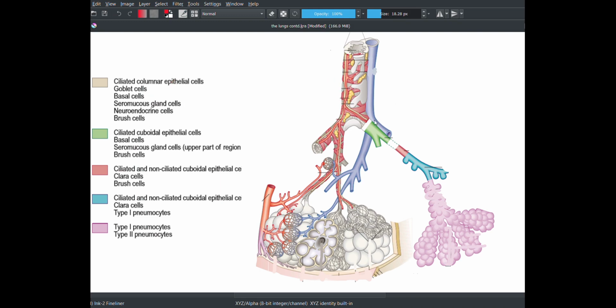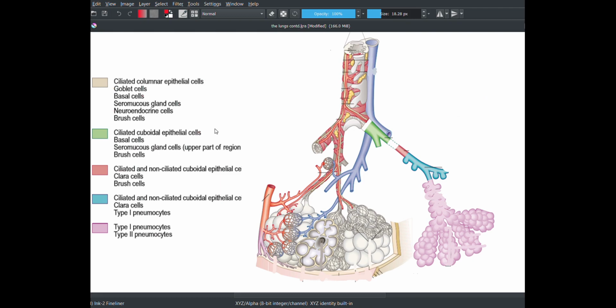But then as we go downwards into the primary bronchi, the number of cells goes on decreasing, and certain types of cells are absent. We have the cuboidal cells, okay, they are there. We don't have the goblet cells here. We have the basal cells, we have the serous cells, but we don't have the neuroendocrine cells. So in this portion, we don't have goblet cells and we don't have neuroendocrine cells.